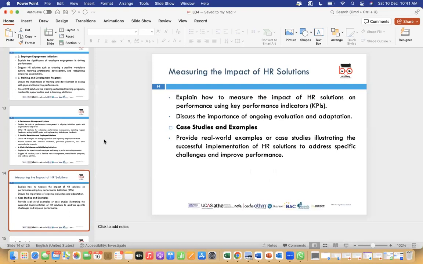Then how you can measure the impact of HR solutions on KPIs. Again, we spoke about this, how different HR approaches can make a change to the performance or the output of an associate, which eventually would impact the business goals and business profits.